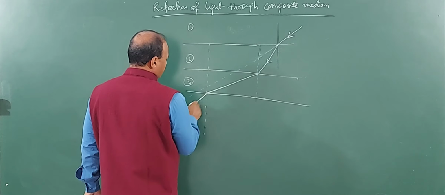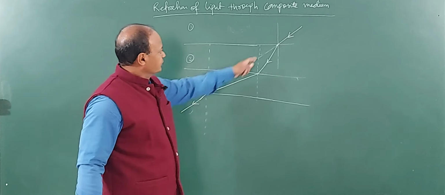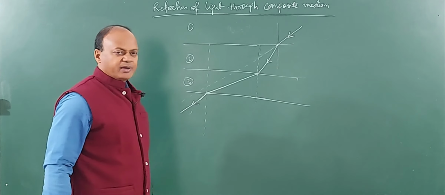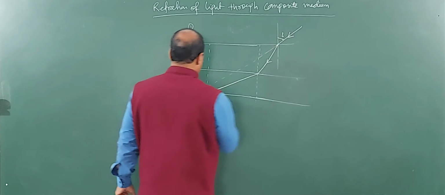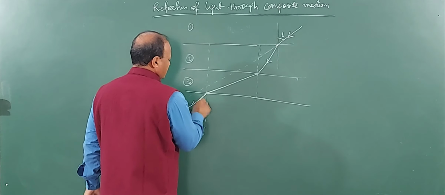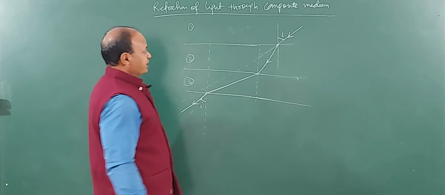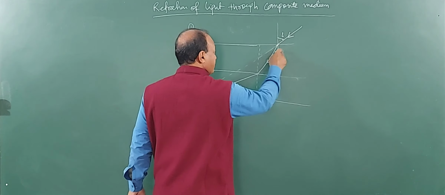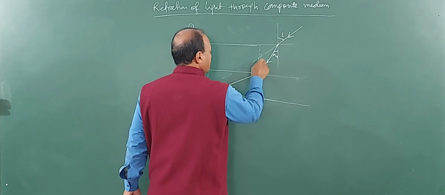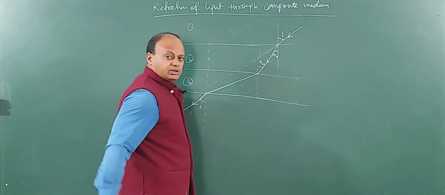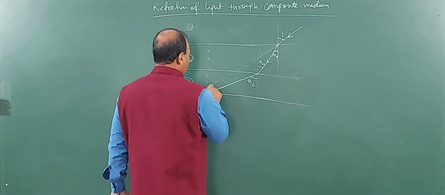This ray will be parallel to the ray in medium 1. This ray and this ray will be parallel. Meaning, if this angle is I, then this angle also is going to be equal to I. Now, the angle of refraction in medium 1, at this interface between 1 and 2, I will be taking as R1. So this will be R1, so this will also be R1, alternate angles.